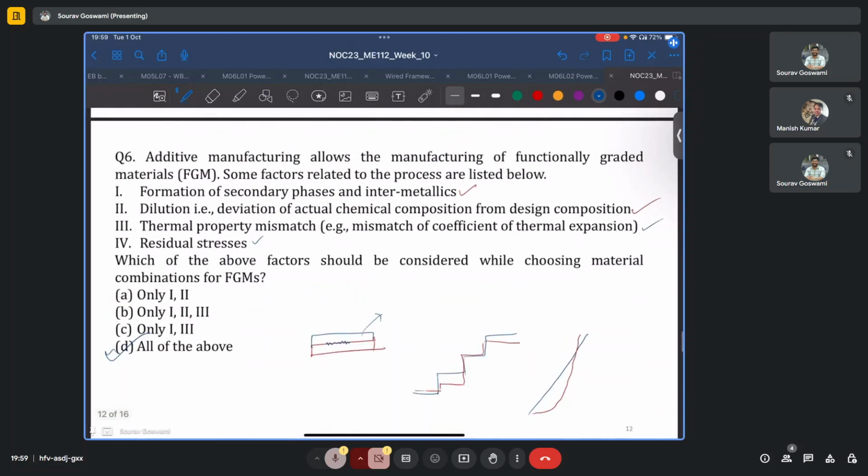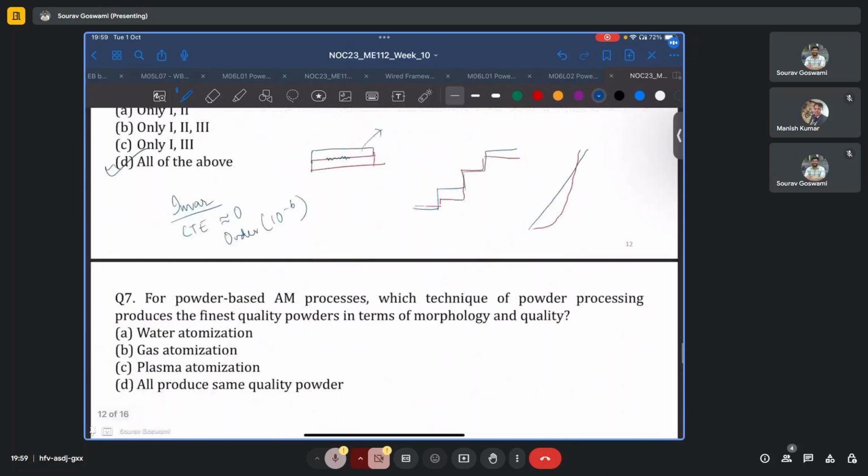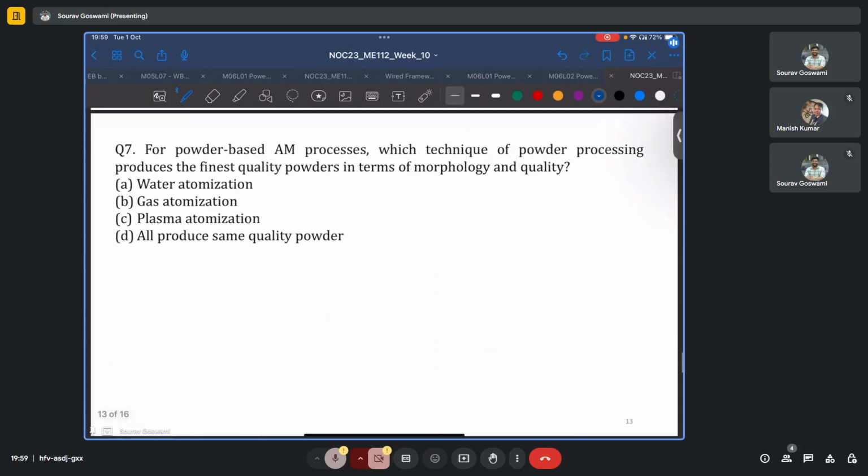Also, there's an interesting material called Invar. It's a nickel alloy, and its coefficient of thermal expansion is almost zero. It's of the order of, if I remember correctly, 10 to the power minus 6 or so. And so basically, it does not undergo any thermal expansion. So it's really interesting to work with.